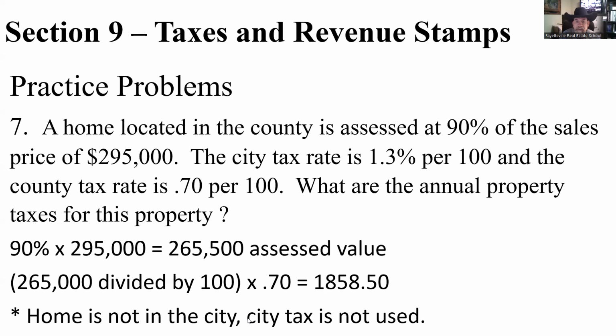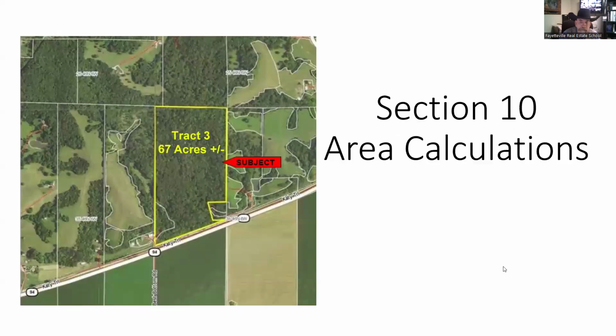Home is not in the city. City tax is not used, but it's going to give you that in the question. You're going to have a question like this on the test. You have to be very careful of where the house is located, or that wrong answer is going to be in your multiple choice. All right.